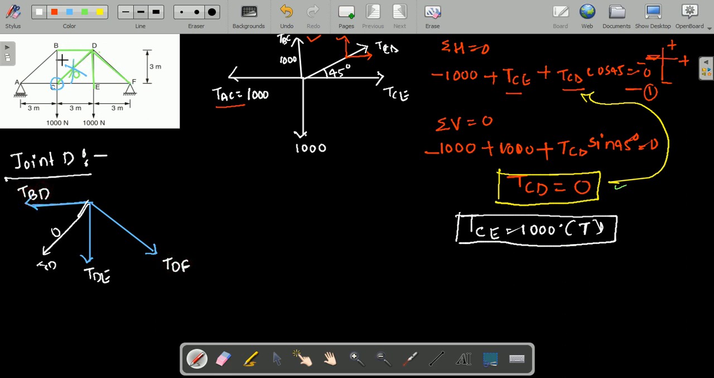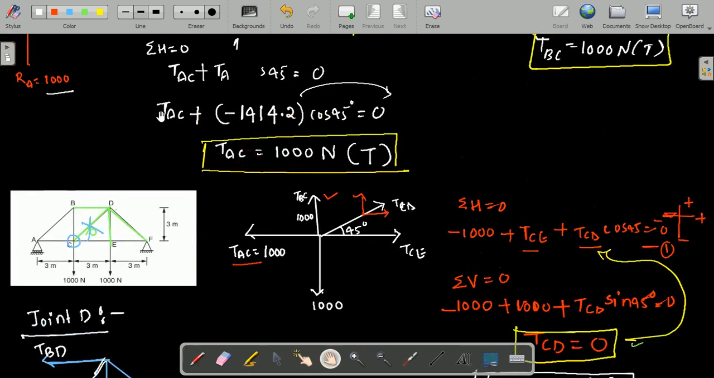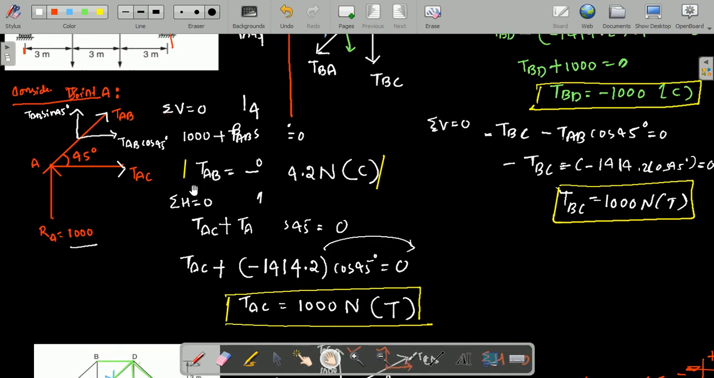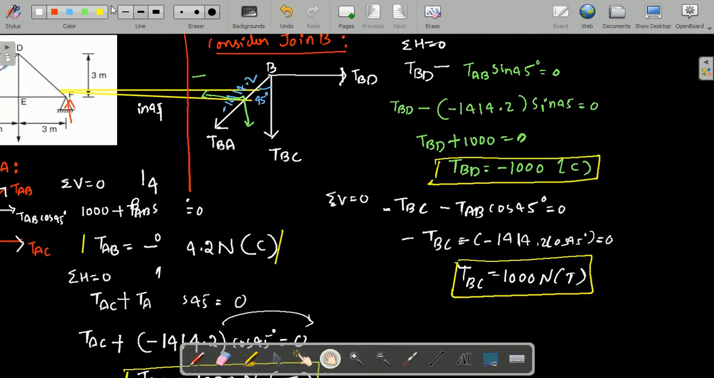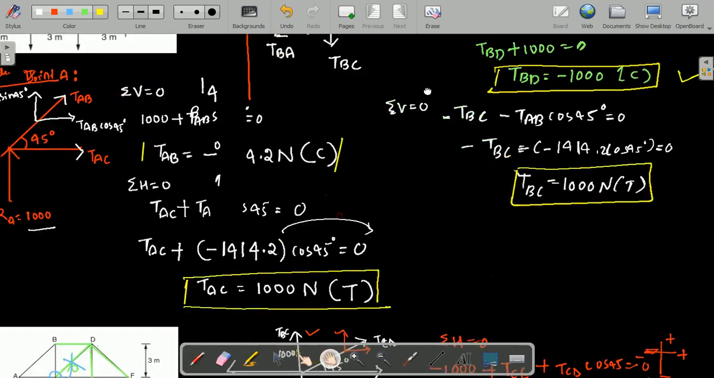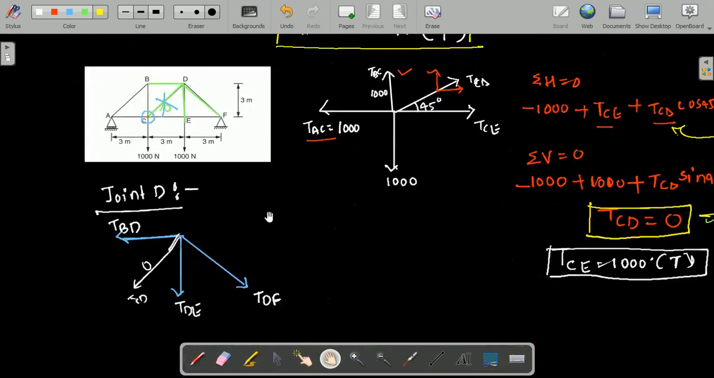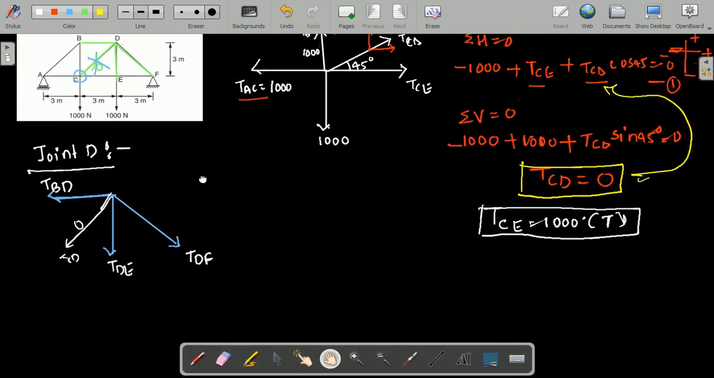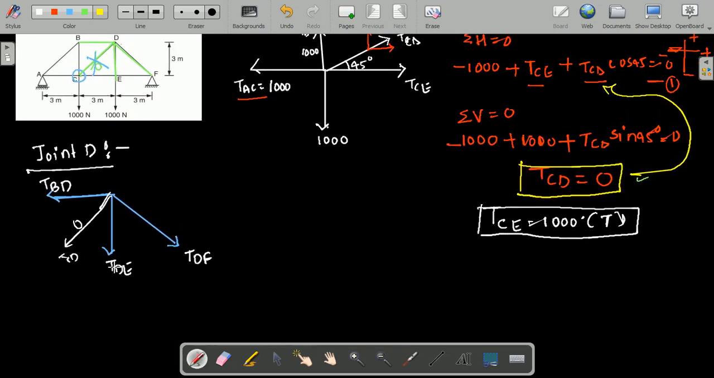The TBD value we have already calculated in the first calculation, by considering joint A. Observe here, this is the TBD value, minus 1000, that is compression. Write this value in the calculation. I am writing TBD here because we already have the value of TBD, that is minus 1000.